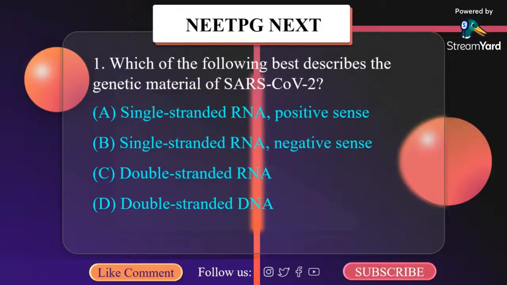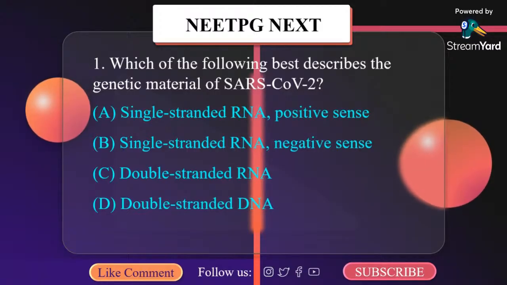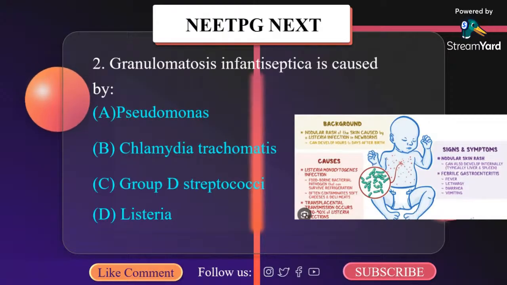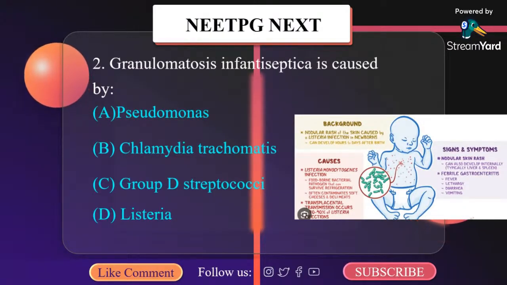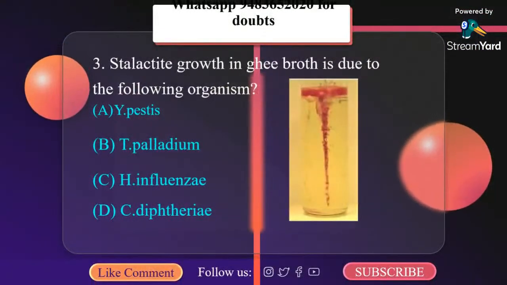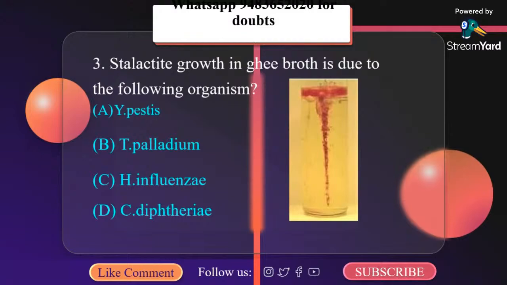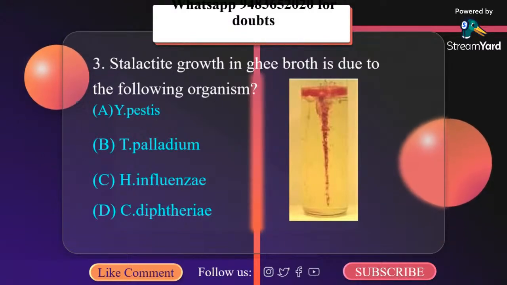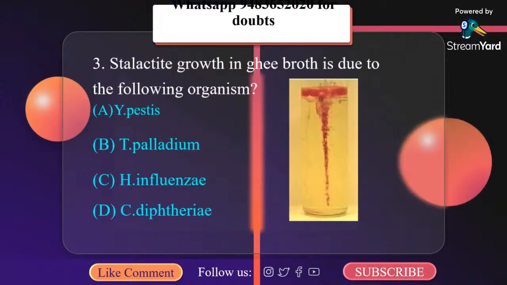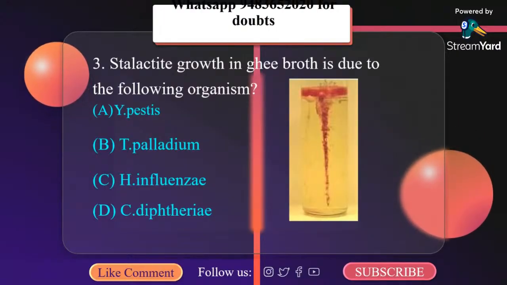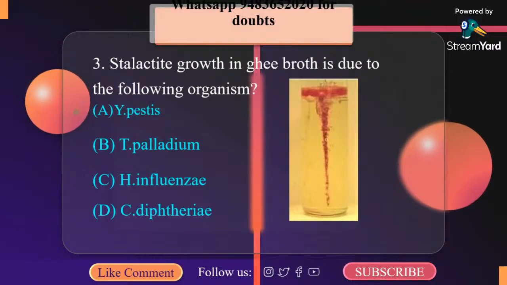Which of the following best describes genetic material of SARS-CoV-2? It is single-stranded positive. Granulomatosis infantiseptica is caused by A. Pseudomonas, B. Chlamydia trachomatis, C. Group D Streptococcus, D. Listeria. It is Listeria. Stalactite growth in ghee broth is due to the following organism: A. Yersinia pestis, B. Treponema pallidum, C. Haemophilus influenzae, D. Corynebacterium diphtheriae. It is Yersinia pestis.